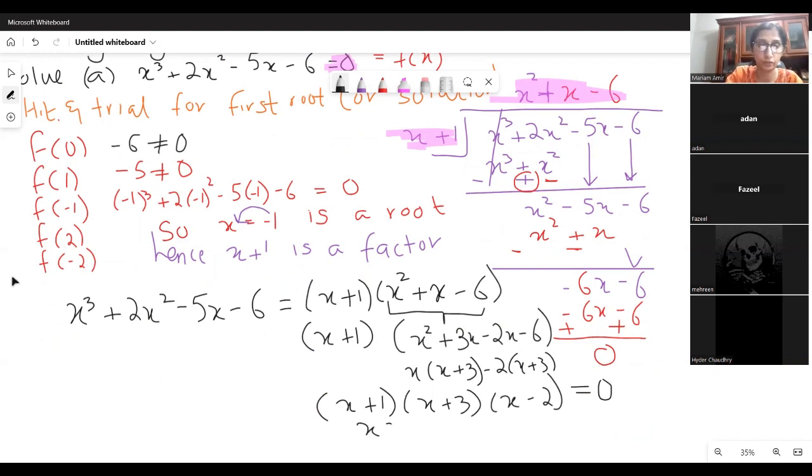One is x equals minus 1. The other one is x equals minus 3. And the third one is x equals to 2. Minus 1, minus 3, 2. That is correct.